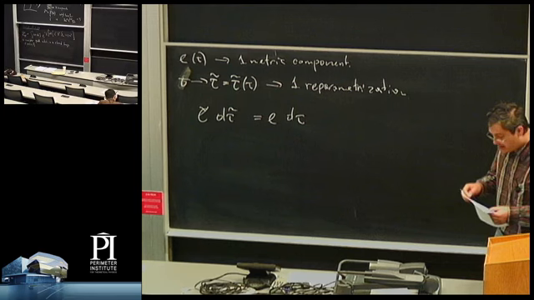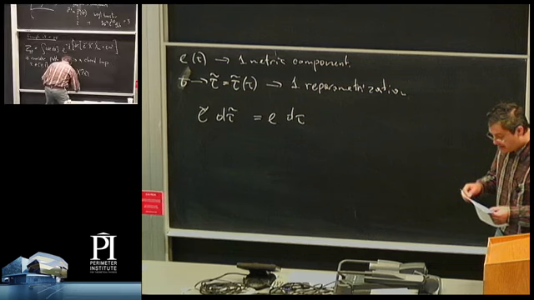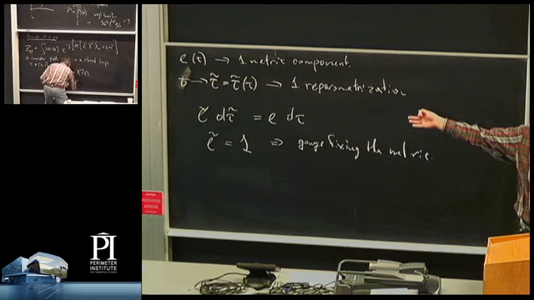Okay, and so the fact that I'm considering field configurations which are periodic simply means that x mu of tau plus 1, I have to identify with x mu of tau, the same point on the world line. Okay. Good.